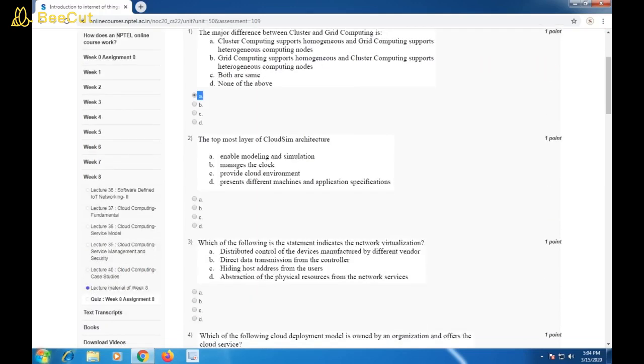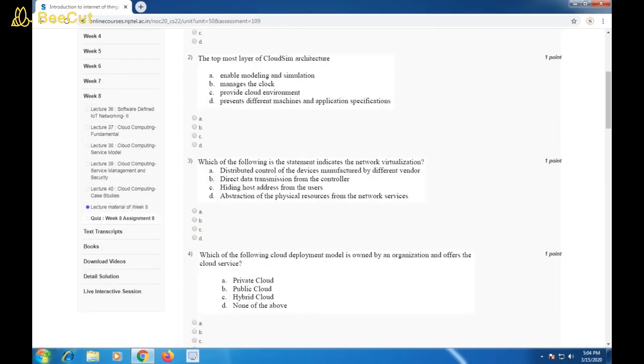Let's move on to the second question. The topmost layer of CloudSim architecture. The option for this is D. It presents different machines and application specifications. So the option for the second question is option D.